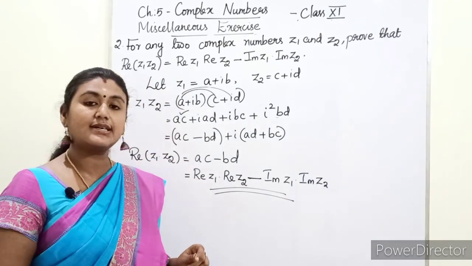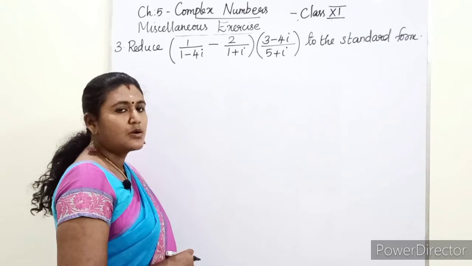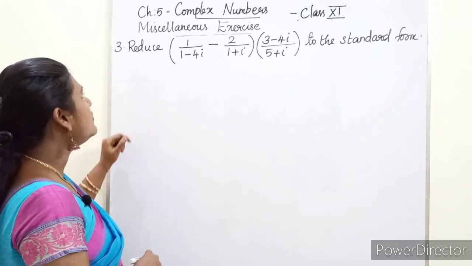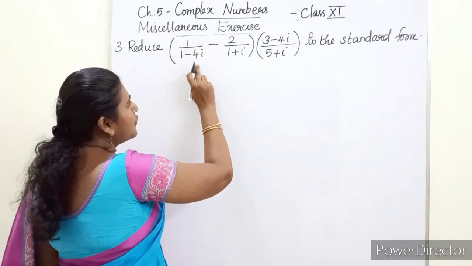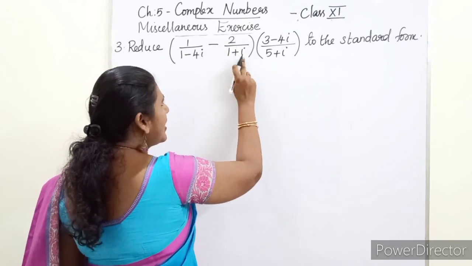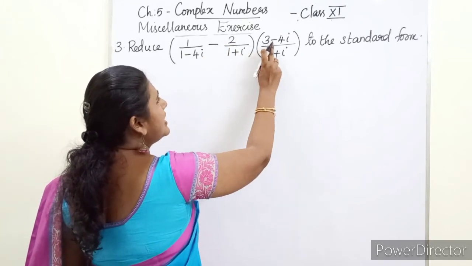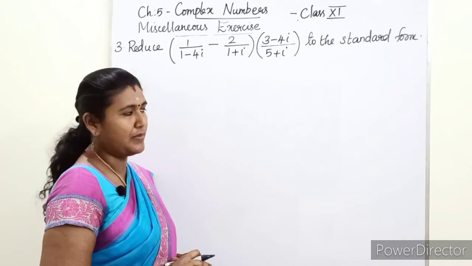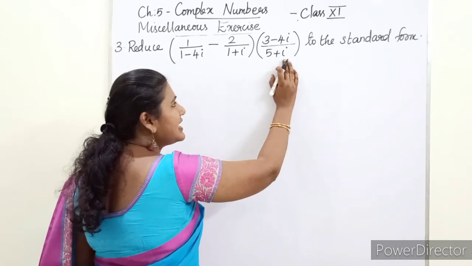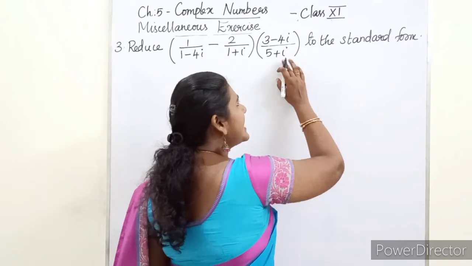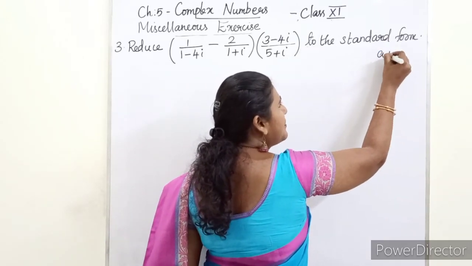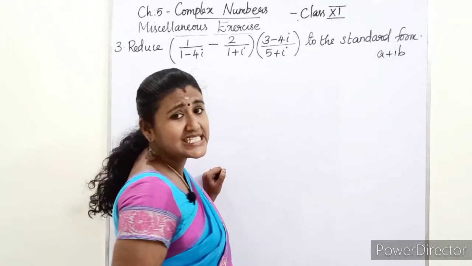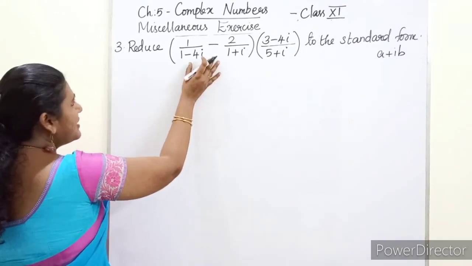Now we will see the third question. Question number 3. Reduce (1 by 1 minus 4i minus 2 by 1 plus i) into (3 minus 4i by 5 plus i) to the standard form. That is, you have to simplify this and express the answer in the form a plus ib. So this is the standard form. So we will simplify now.